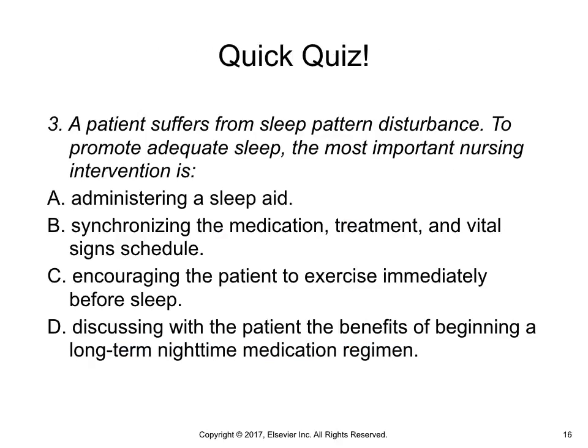Time for another quick quiz. A patient suffers from sleep pattern disturbance. To promote adequate sleep, the most important nursing intervention is: A, administering a sleep aid; B, synchronizing the medication, treatment, and vital signs schedule; C, encouraging the patient to exercise immediately before sleep; or D, discussing with the patient the benefits of beginning a long-term nighttime medication regimen.